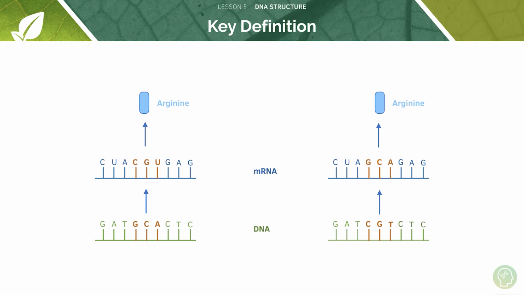So you can see here, for example, this codon here, or triplet of bases, is coding for arginine. I'll call this codon A. This is codon B.